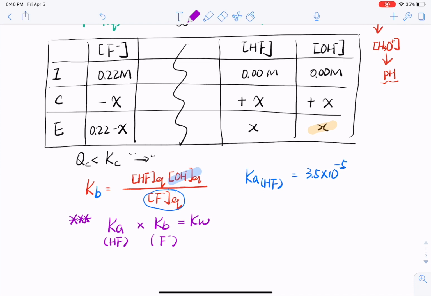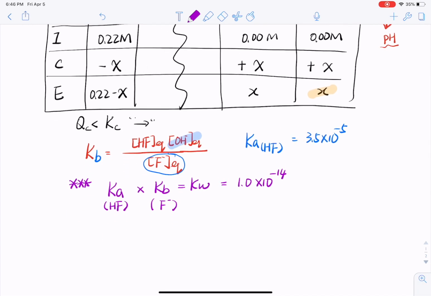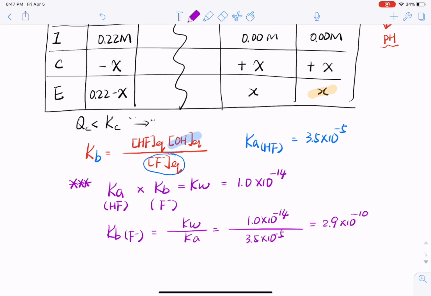This question is at 25 degrees Celsius, so it is implied that Kw equals 1.0 times 10 to the power negative 14. We know the Ka value of hydrofluoric acid, so now we can calculate the Kb. Kb of the fluoride ion equals Kw divided by Ka, so that's 1.0 times 10 to the negative 14 divided by 3.5 times 10 to the power negative 5. This gives you 2.9 times 10 to the power negative 10. That's the Kb value.